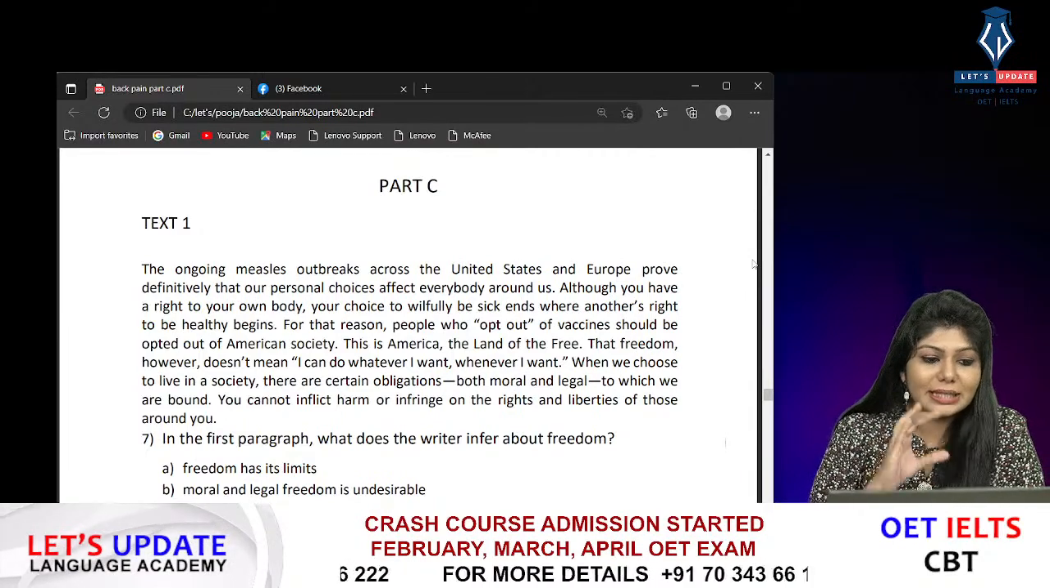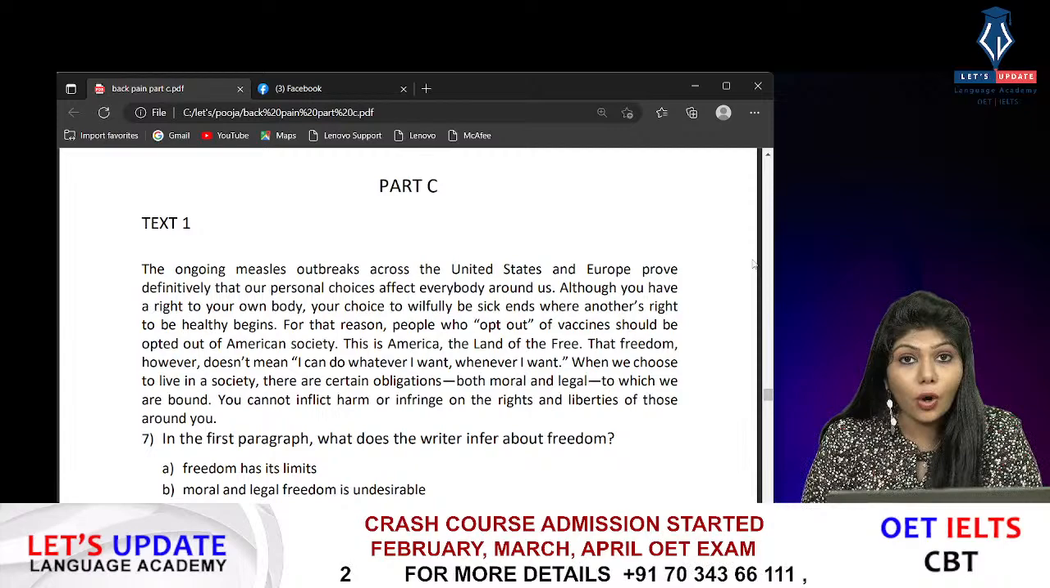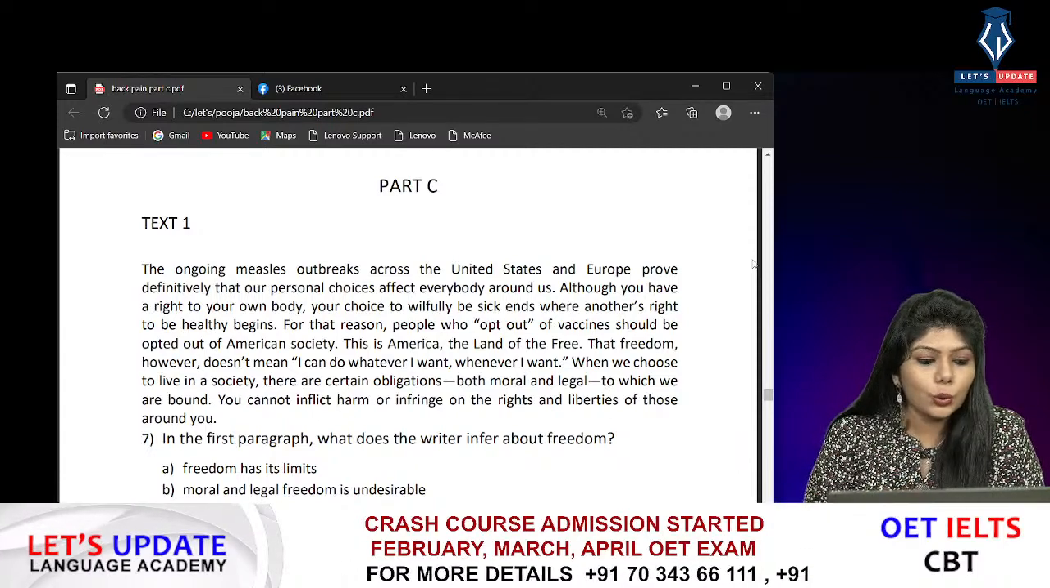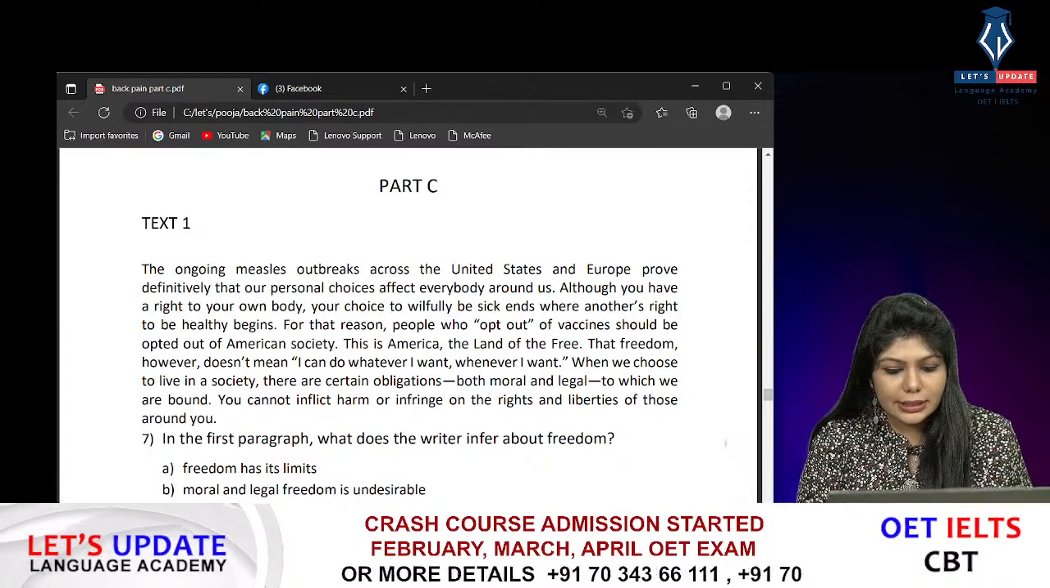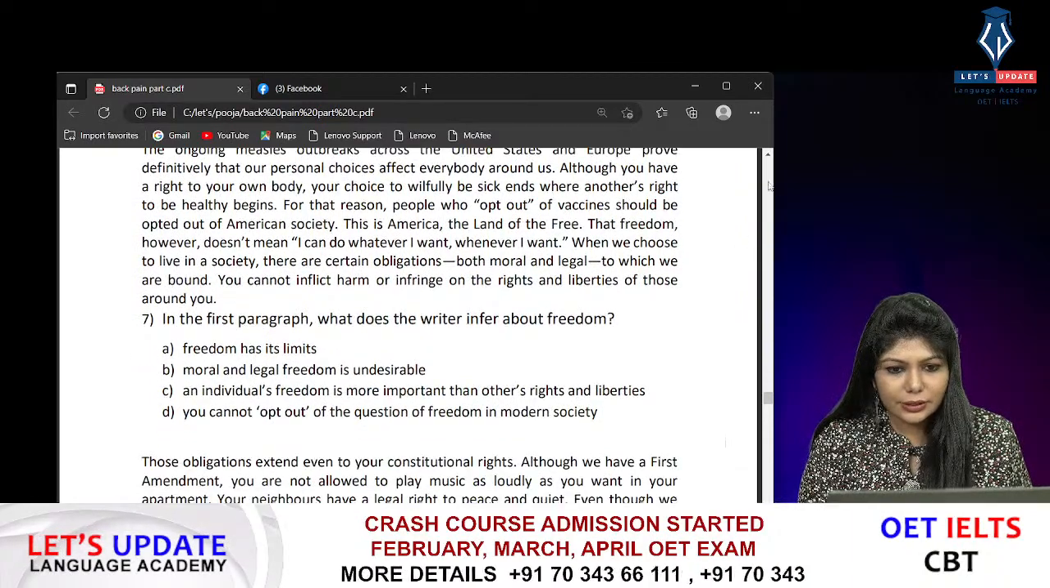Okay, so that you can see the paragraph and the question and the options at the same time. Okay, so that is how it is now. As you can see on the screen.